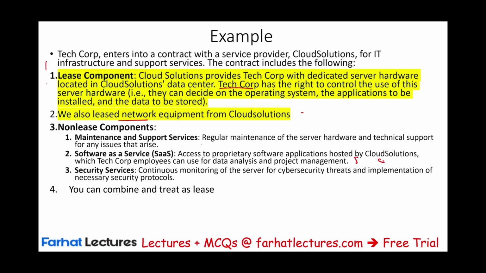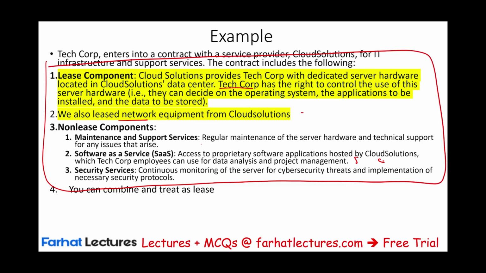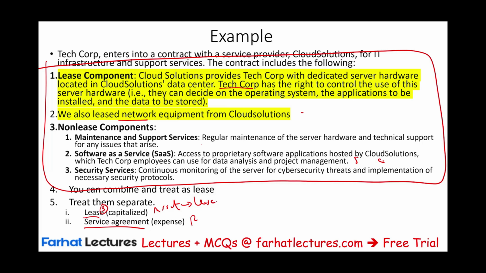You can combine everything and treat it as one lease. We have one lease, with conditions that would give us that, or you can treat them separately, which means capitalize the lease or the leases. If you determine we have two different leases here, one for the network equipment, one for the cloud solution, and the service agreement, you expense. So simply put, we have an asset capitalized and we have an expense, which is the asset under the leases, and the service agreement an expense under revenue recognition rules.